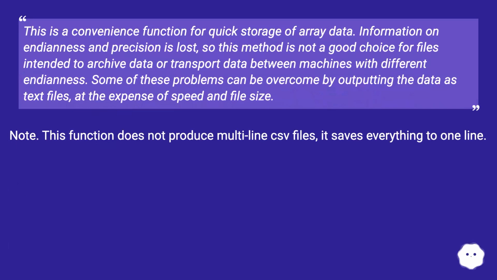Information on endianness and precision is lost, so this method is not a good choice for files intended to archive data or transport data between machines with different endianness. Some of these problems can be overcome by outputting the data as text files, at the expense of speed and file size. Note: this function does not produce multi-line CSV files, it saves everything to one line.